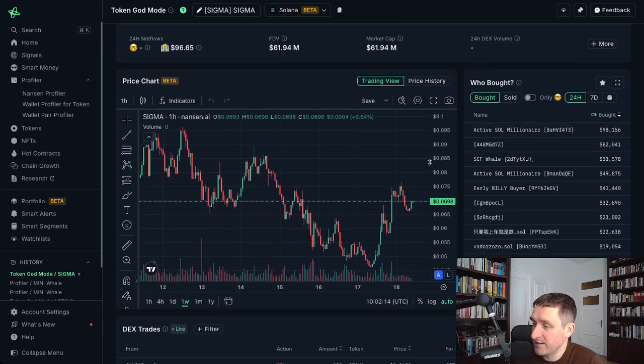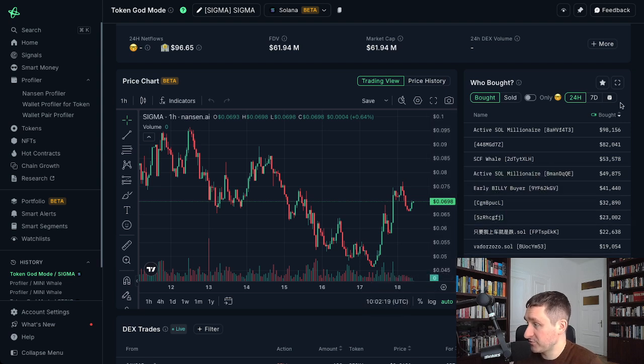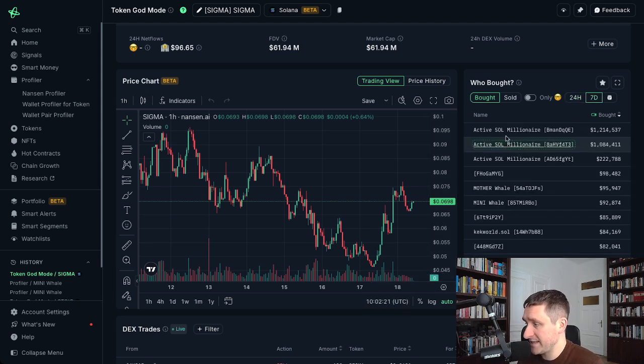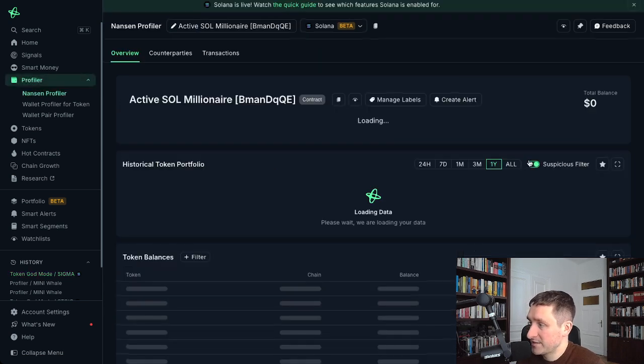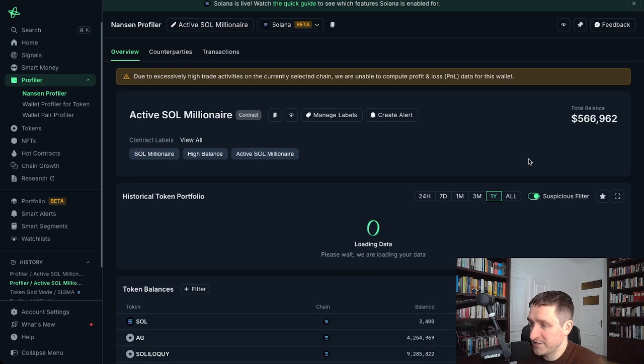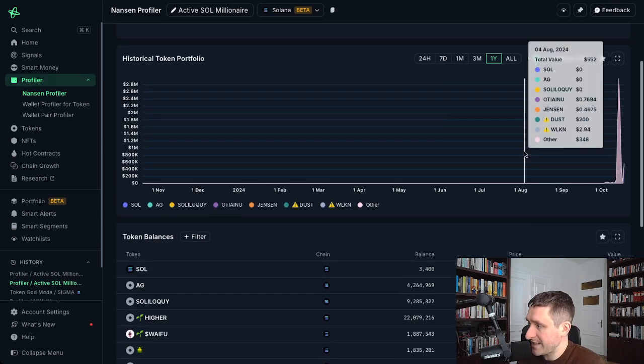Also, this is really interesting, who bought, and you can see a bunch of things here. So we're going to go with 7 days, and you can see, for example, that here the things are divided. So for example, there's a mini whale, a mother whale that bought for $100,000. There's an active Sol millionaire who bought $1 million of Sigma. So we can go into this particular label and try to analyze what he's doing and see his tokens.